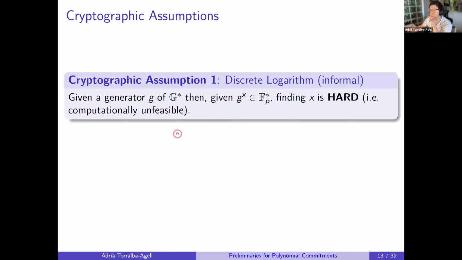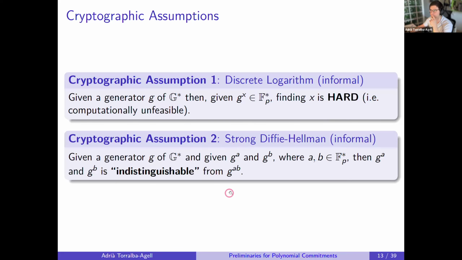We need two cryptographic assumptions. Okay. The first one is the hardness of the discrete logarithm, that informally says that if we are given a generator g of the G star group, then if we are given g to the x in the finite field, finding this x is hard. This means that this is computationally unfeasible to do, so you cannot do that in a reasonable amount of time.